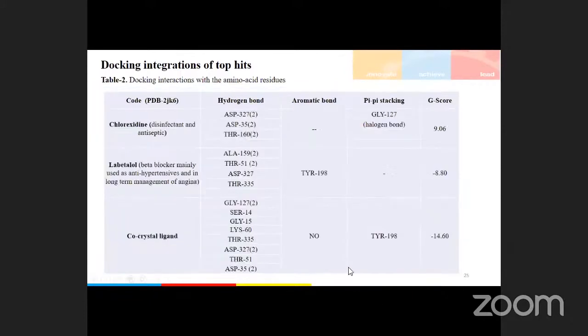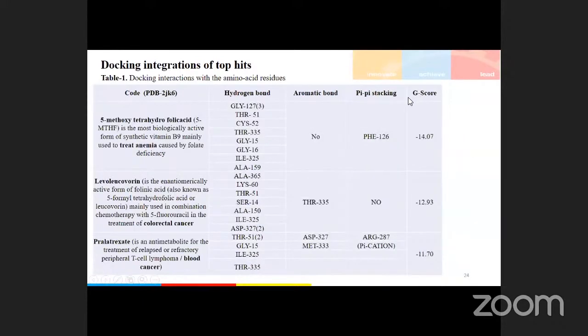I told you, this is the co-crystallized ligand. The co-crystallized ligand docking score is -14. When compared to that, our top hit molecule's docking score is also -14. These are all the various interactions. All of us might know: what are the various forces that influence docking interactions? First and foremost is hydrogen bond, then hydrophobic interaction, then pi-pi interaction, then salt bridges, then aromatic interaction. Everything will come. In that, we are focused on hydrogen bond interaction.